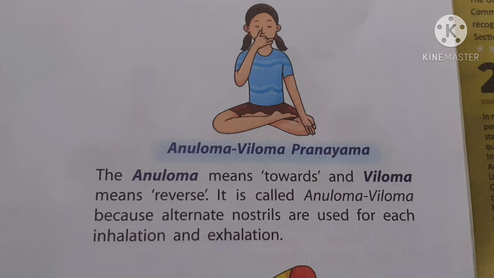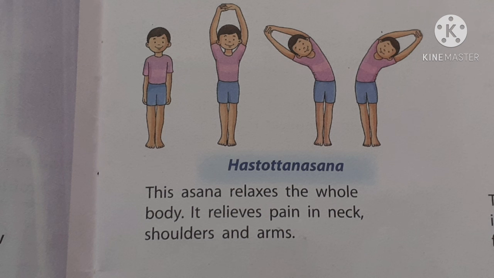Anuloma Viloma Pranayama. Anuloma means towards and Viloma means reverse. It is called Anuloma Viloma because alternate nostrils are used for each inhalation and exhalation. Hastasana. This asana relaxes the whole body. It relieves pain in neck, shoulders and arms.